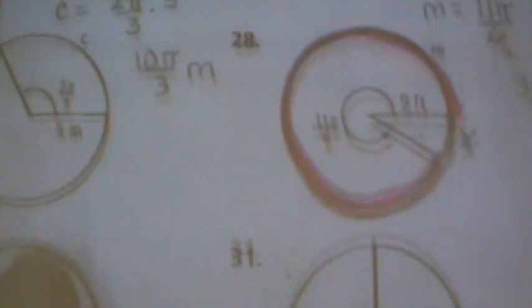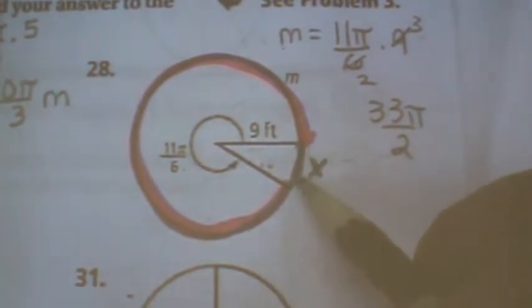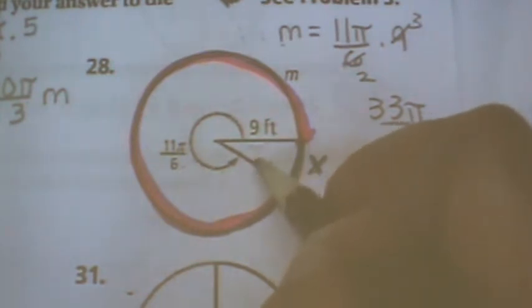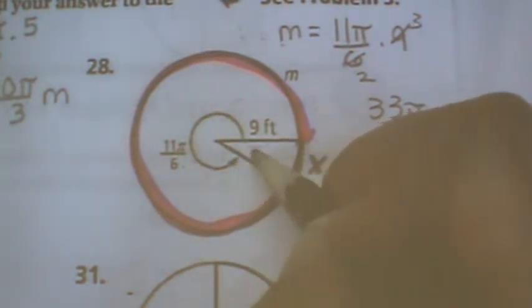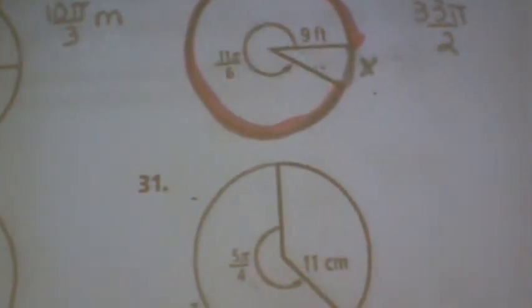Now I had said, what if they gave you this problem and asked you to figure out what this arc is equal to? They didn't give you the measure of that angle. So if from here to here is 11 pi over 6, you would have to figure out what that angle is, which would be pi over 6, and then multiply that by 9. That's why I just threw that in. Okay? Does anybody have any questions?